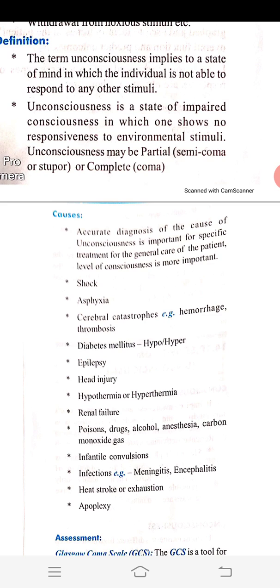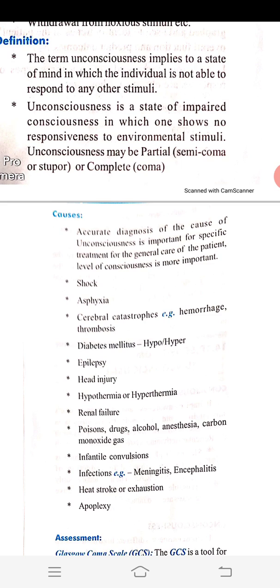Heat stroke is overheating of the body, or the body exposed to excess heat or high temperature. When temperature rises above 104 degrees Fahrenheit or 40 degrees Celsius, that condition is known as heat stroke. Next, apoplexy. Apoplexy is also a stroke-like symptom that occurs due to bleeding, where a blood clot forms in the brain. When there is blood clot formation in the brain and stroke symptoms are seen, it is called apoplexy, and the person goes into an unconscious stage.